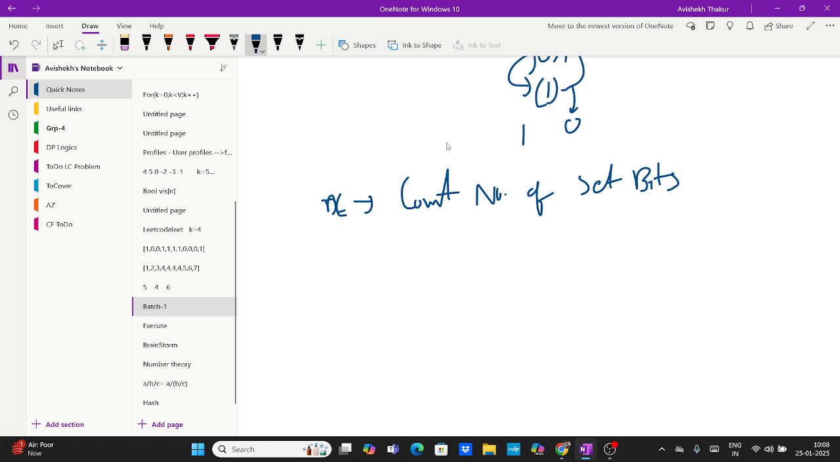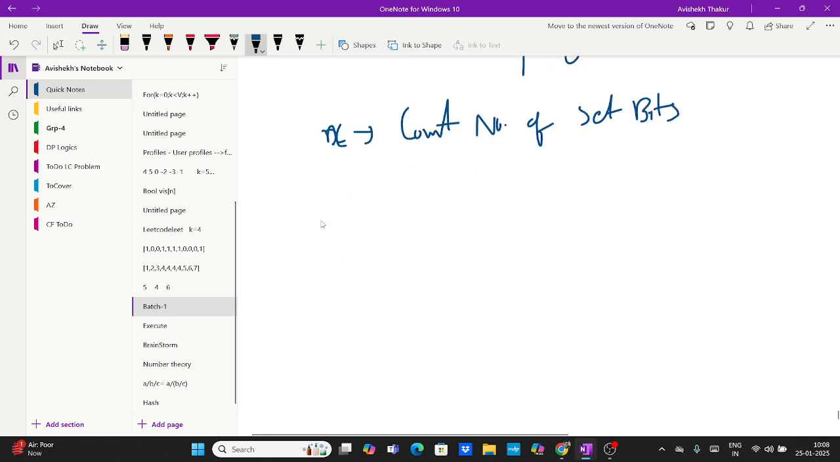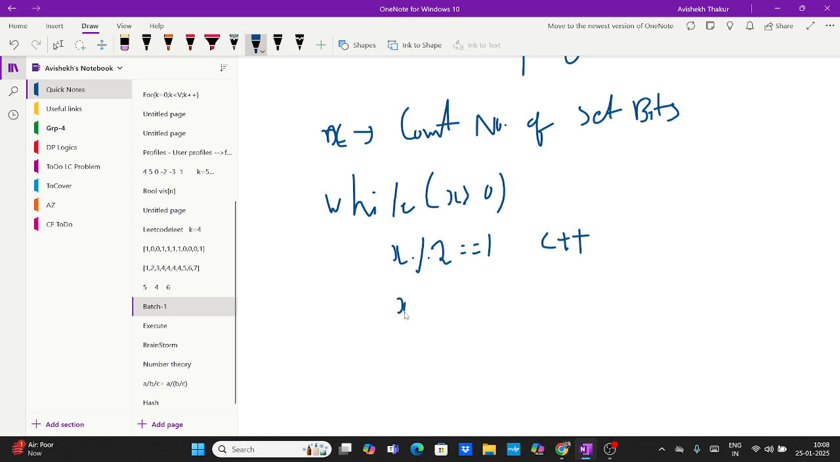Actually, for reversing things, we will be doing the same, right? No worries. So guys, did you understand the brute force? Brute force is a while loop. In the while loop you write x greater than 0, right? If x modulo 2 is 1, that means there is a set bit available, so you count the set bit. And you make x equal to x divided by 2, right? Is it clear?